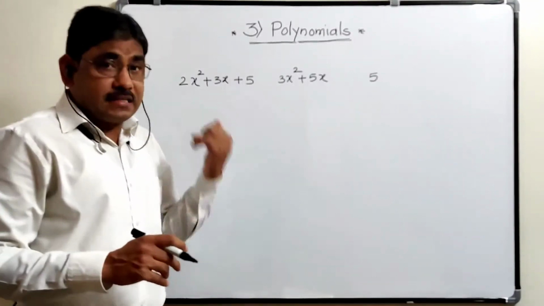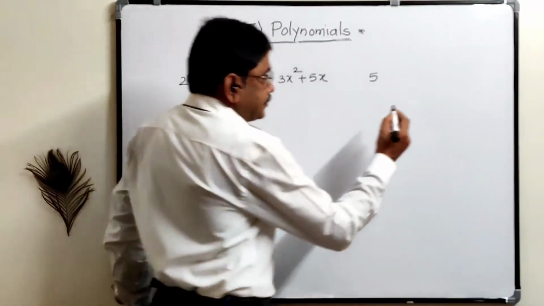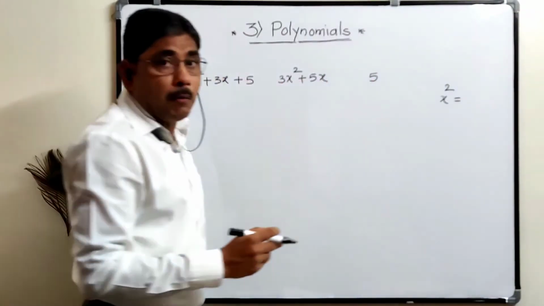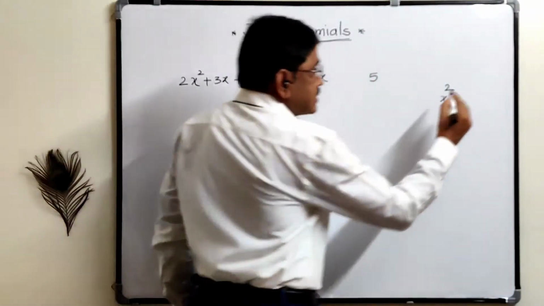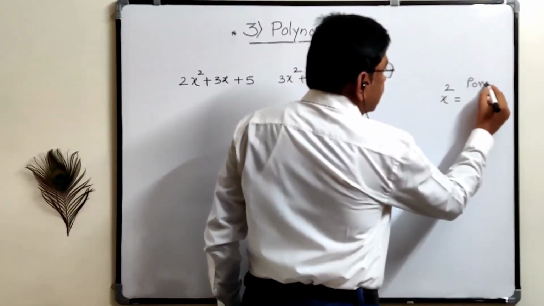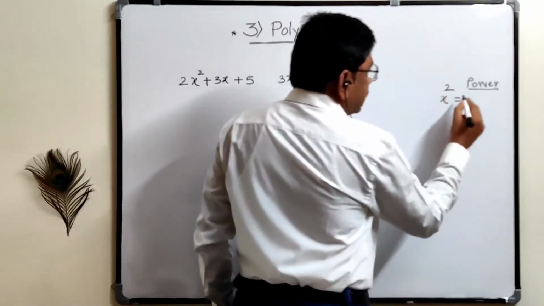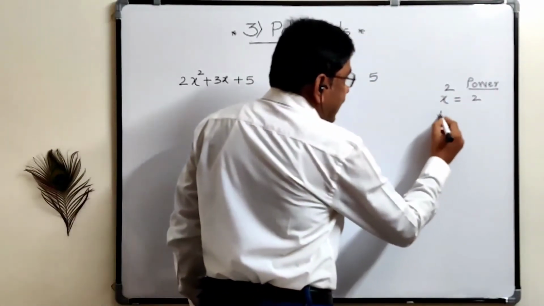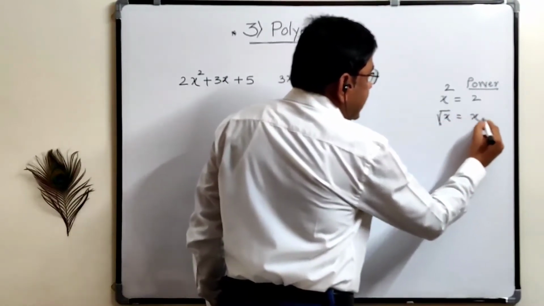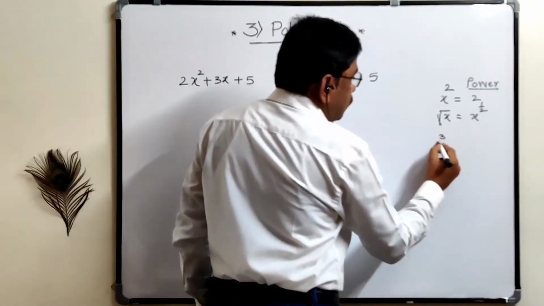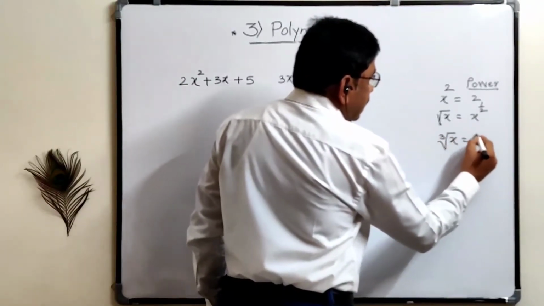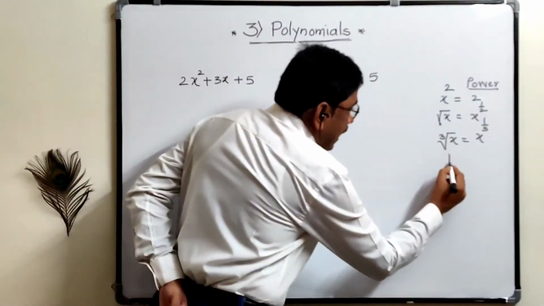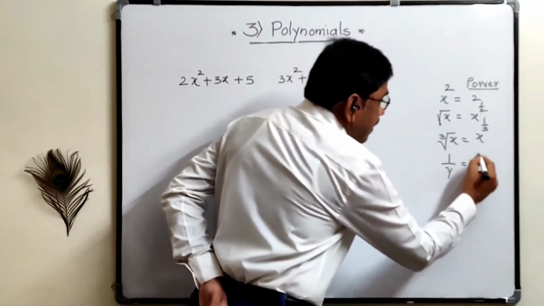So let us revise that indices. So here x raised to 2. So what is the power of that x? The power is, here it is the power. Power means index, जो ऊपर नंबर है वो. Here power is 2. If we write root x, the power becomes x raised to half. Cube root of x means x raised to 1 upon 3. And when we write 1 upon y, then the power is minus.